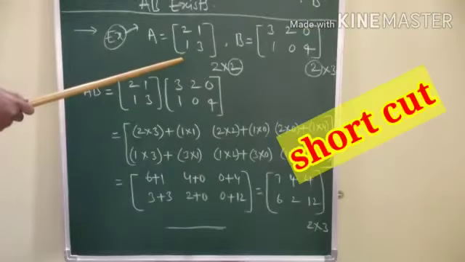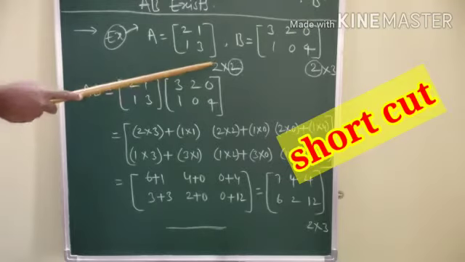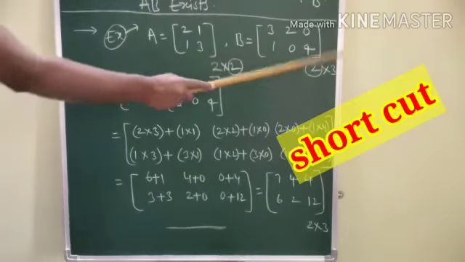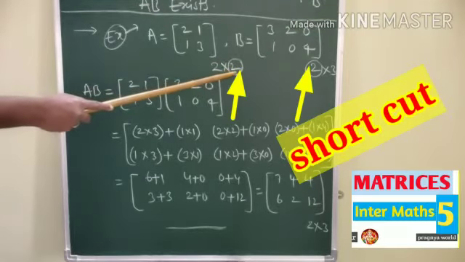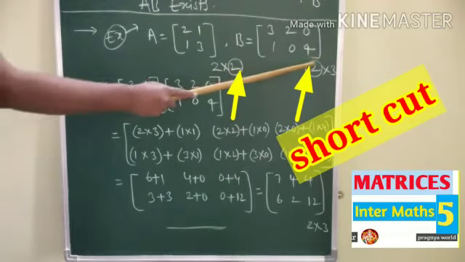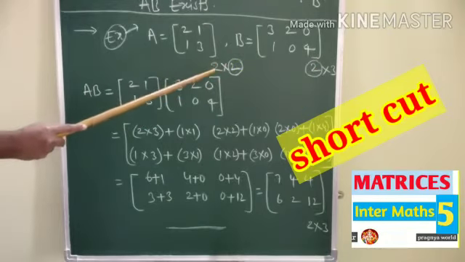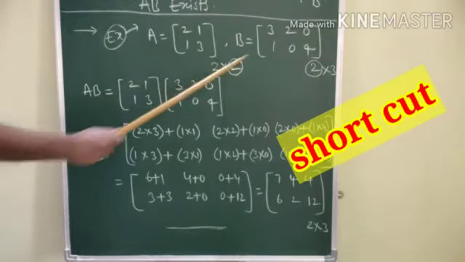Let us remember an important point from multiplication of matrices. Here the order of matrix A is 2 by 2, the order of matrix B is 2 by 3. And the number of columns in A is 2, the number of rows in B is 2. So these are equal and we omit them. Now what do we get? The number of rows is 2, the number of columns is 3. 2 by 3 is the order of the product matrix AB.